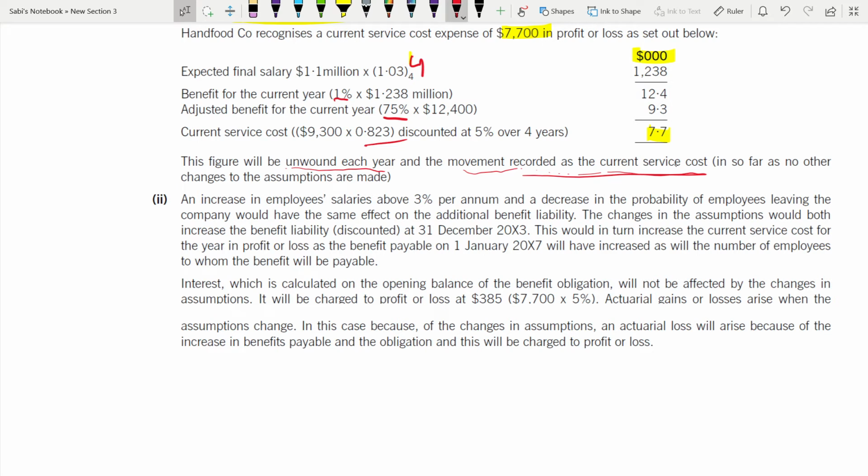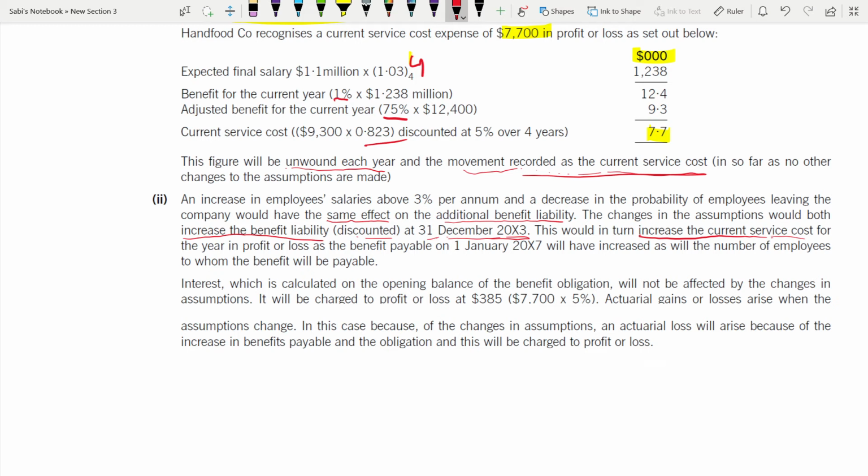So an increase in employee salaries above 3% and a decrease in the probability of employees leaving the company would have the same effect on the additional benefit liability. The changes in the assumptions would both increase the benefit liability discounted at 31st December 2003. This would in turn increase the current service cost. So even the current service cost will increase because of that. So think. Don't just memorize that this will increase, this will increase. You will not understand how they are told benefit liability will increase.